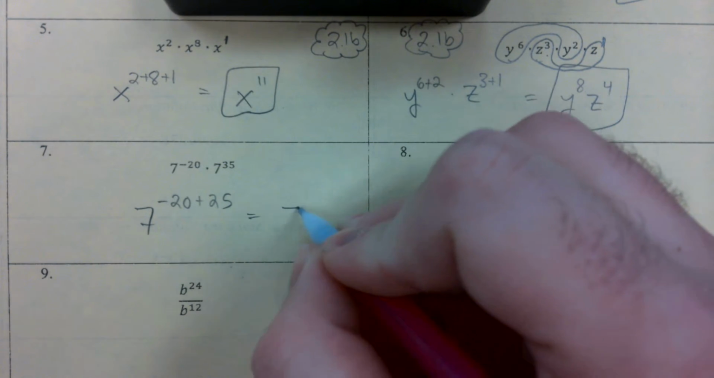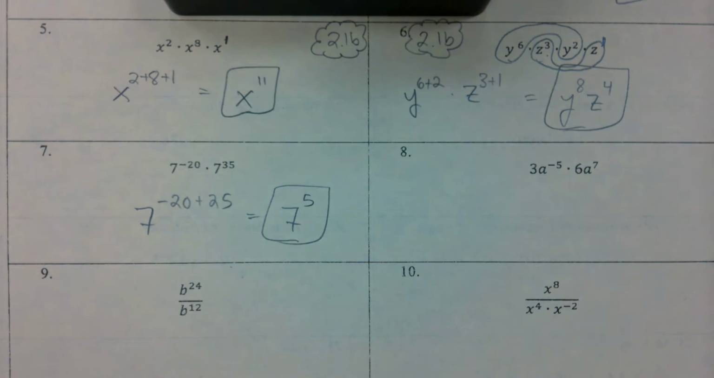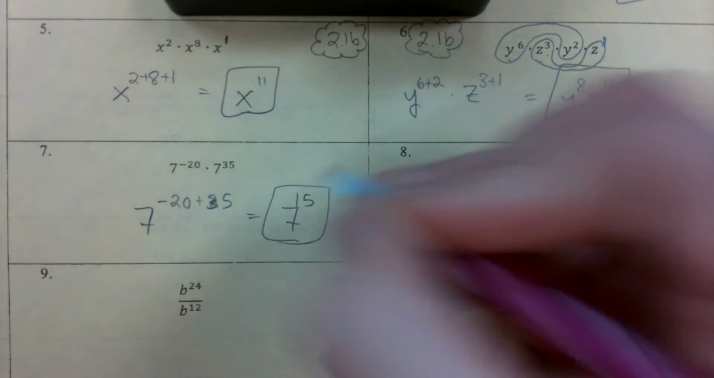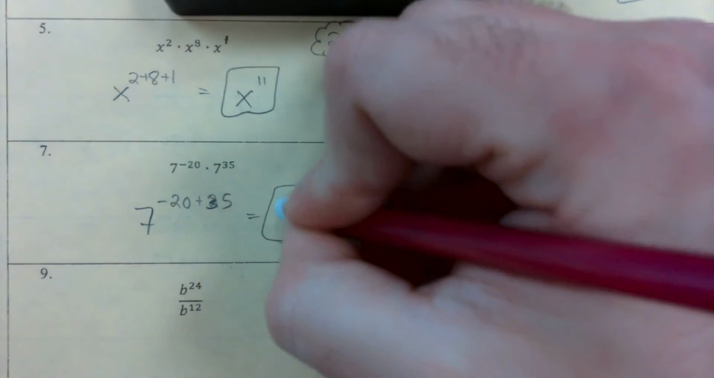Negative 20 plus 25 gives us positive 5. It's 30. Is it 35? Yeah, it's 35 and 15. My bad. It sounded wrong even when I said it. I was like, that doesn't sound right, but thank you for catching that.